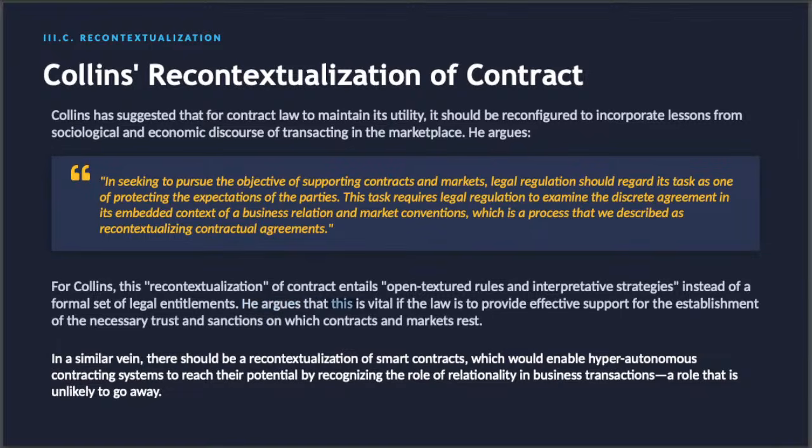He argues that this is vital if the law is to provide effective support for the establishment of necessary trust and sanctions on which contracts and markets rest. In a similar vein, there should be a recontextualization of smart contracts which should enable hyper-autonomous contracting systems to reach their potential by recognizing the role of relationality in business transactions. A role that's unlikely to go away, highly unlikely, I'd say.